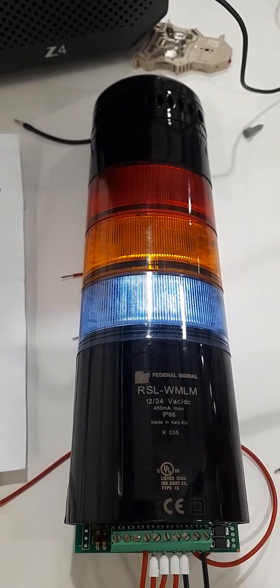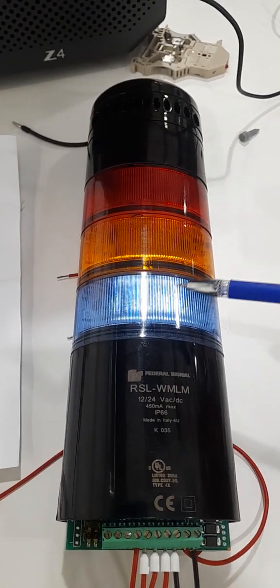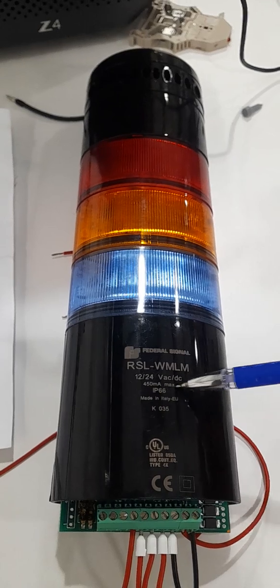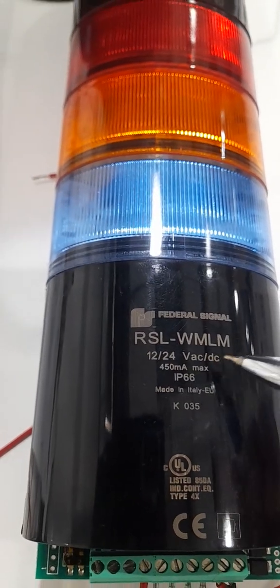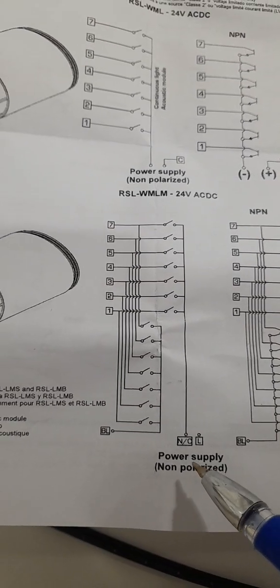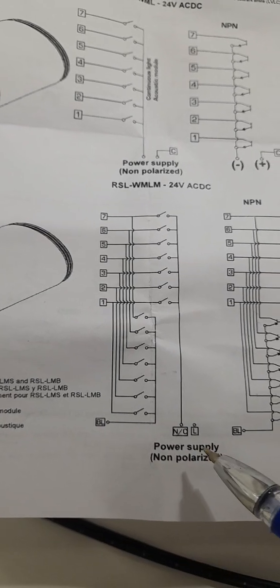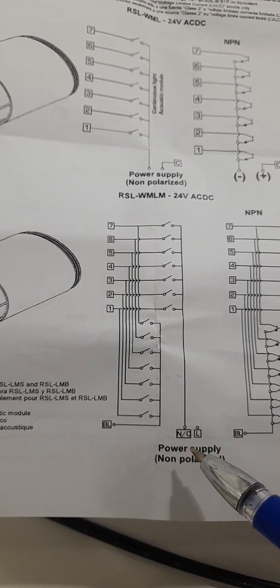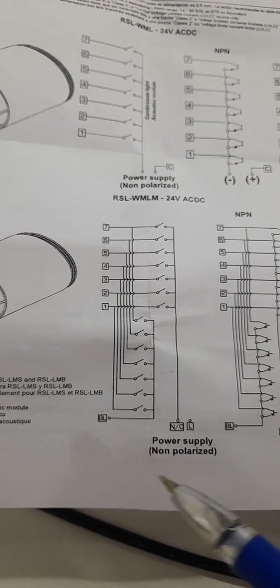So now I'm going to tell you how we can wire and how we can select the model number for 24 volt operation, flashing and steady state. This is our wiring module RSL WMLM 24 volt. What I did here is I did just N upon C. I will show you what is N upon C, L and BL here. This is N upon C. I will provide 24 volt here, and to L I will provide 0 volt.